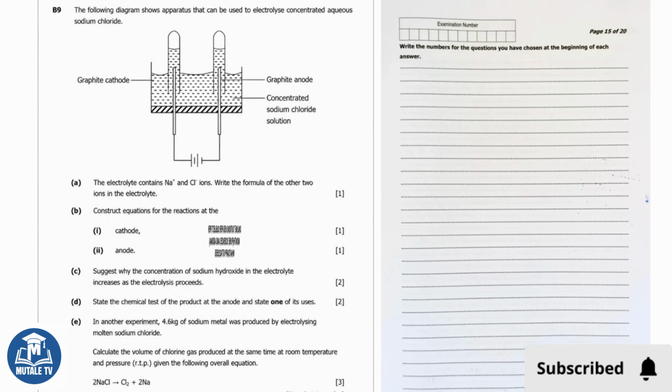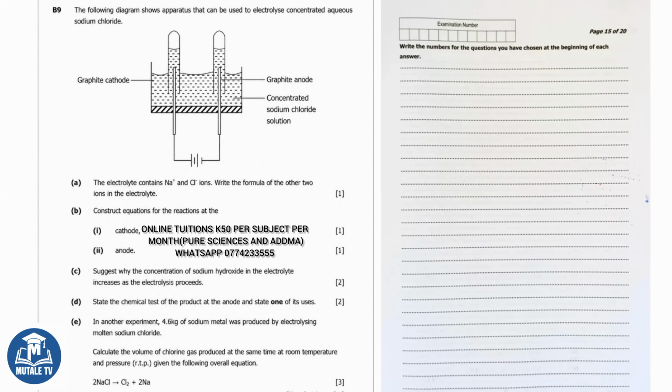Question B9 reads, the following diagram shows apparatus that can be used to electrolyze concentrated, aqueous sodium chloride. The diagram shows a cell with a graphite cathode on the left and a graphite anode on the right. The electrolyte is concentrated sodium chloride solution.